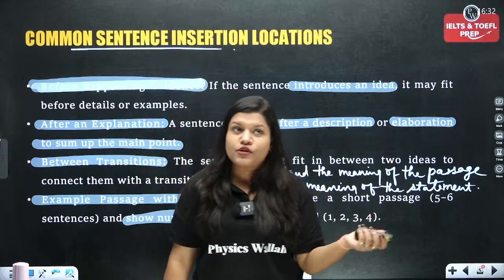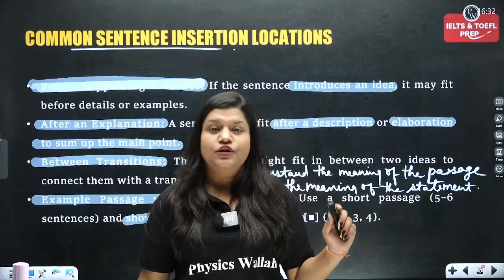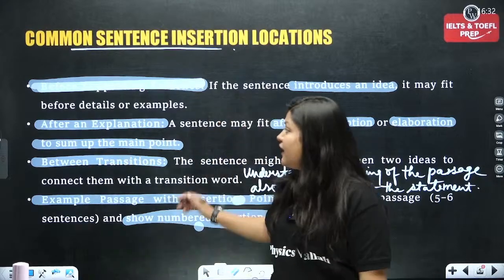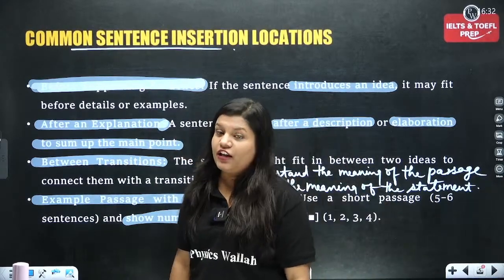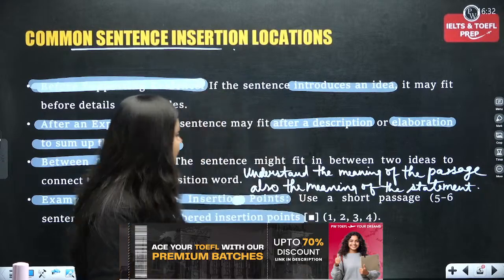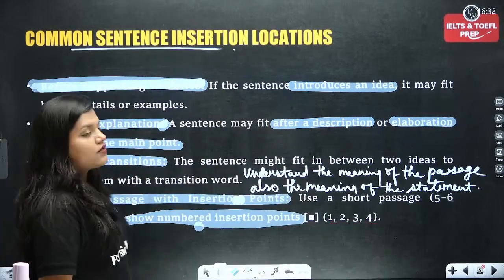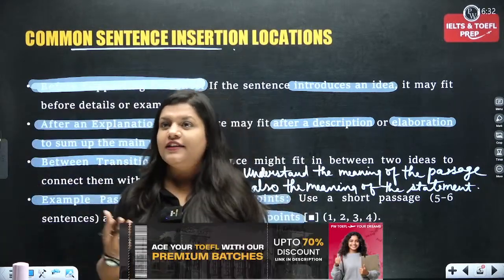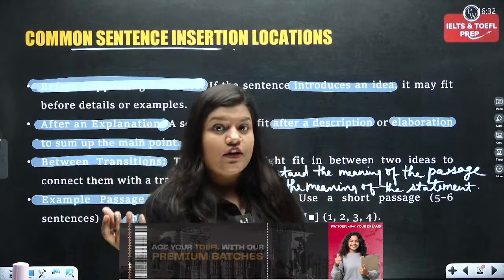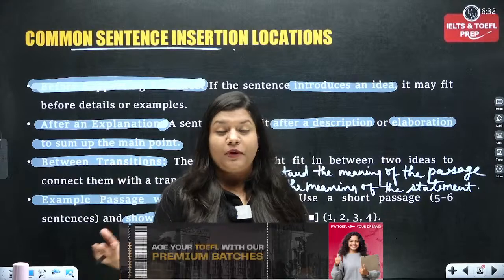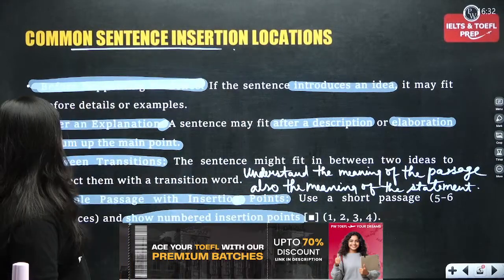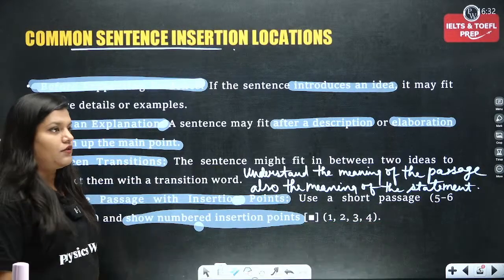So let's suppose if a sentence is giving a hint of an introduction, you are going to put it before an example. And if your sentence is giving the hint of an explanation, then definitely you are going to put it after an explanation or maybe before an example. And if there is any sentence that is giving a justification or detailing of the particular topic, then you are going to fit it in the middle. That is going to be between transitions, right?